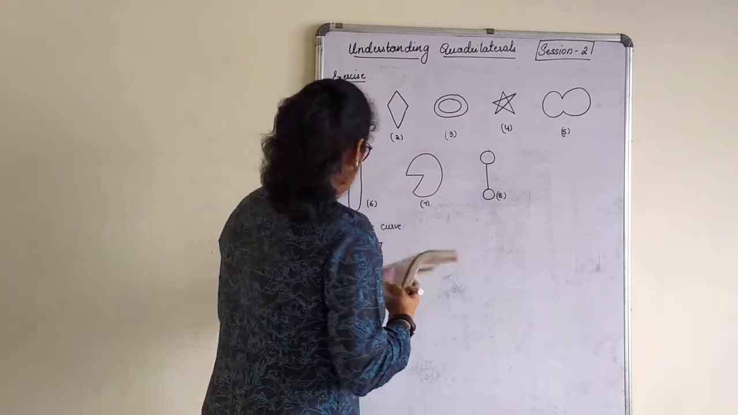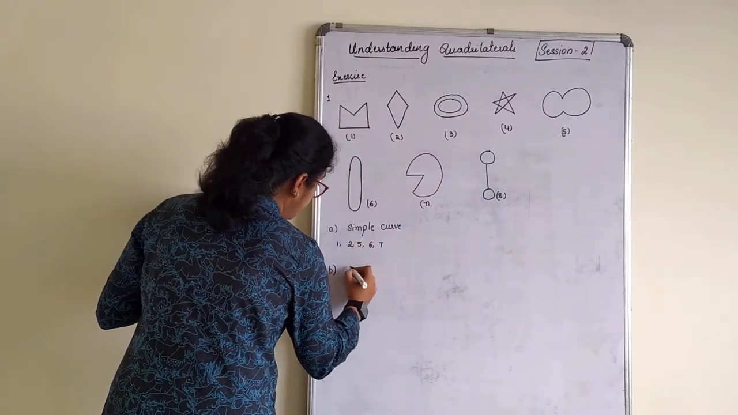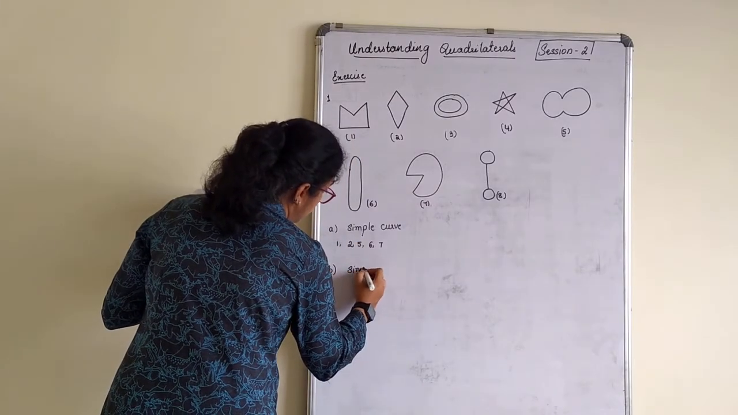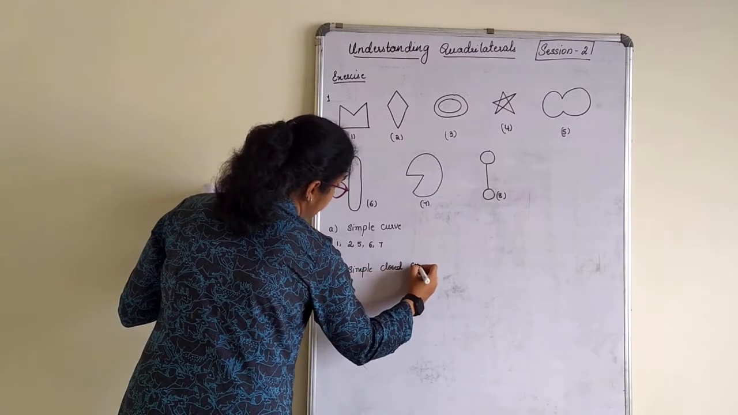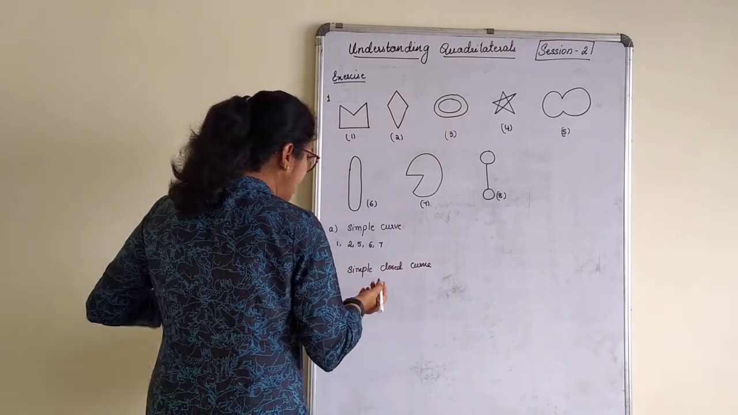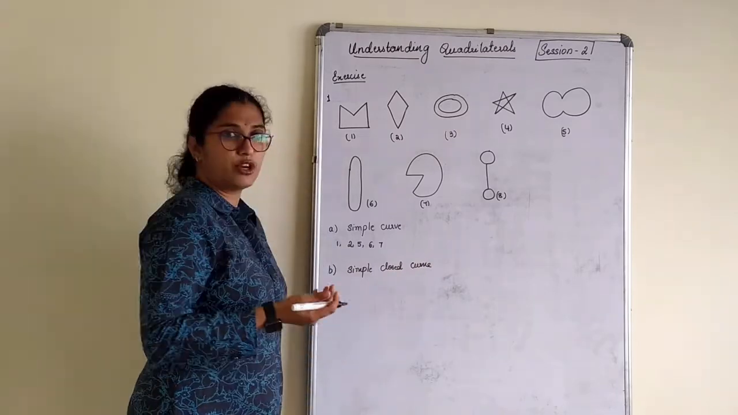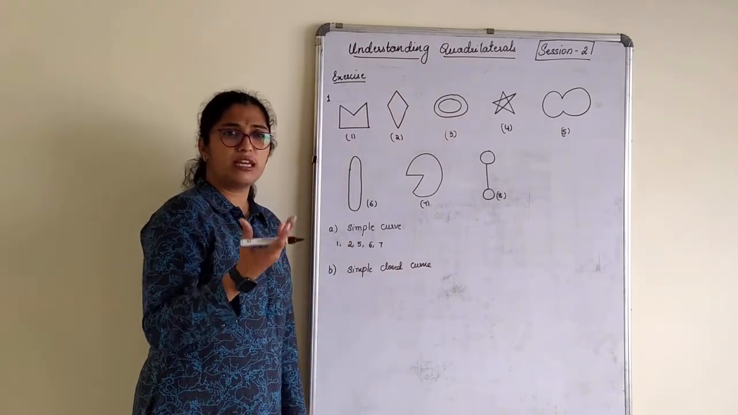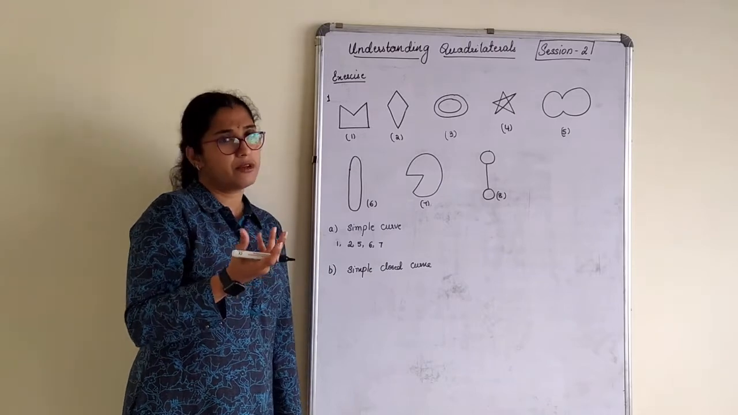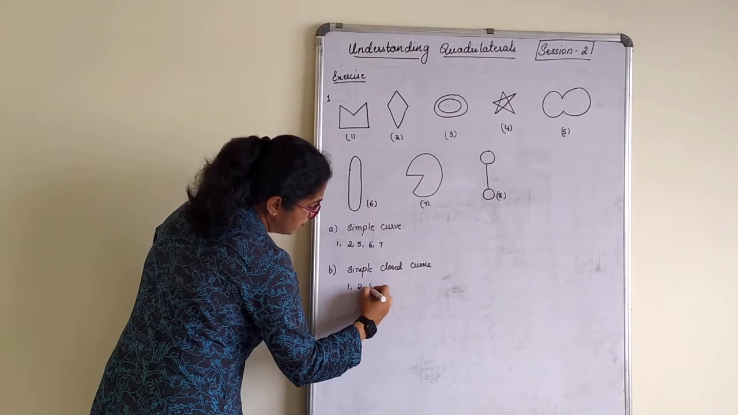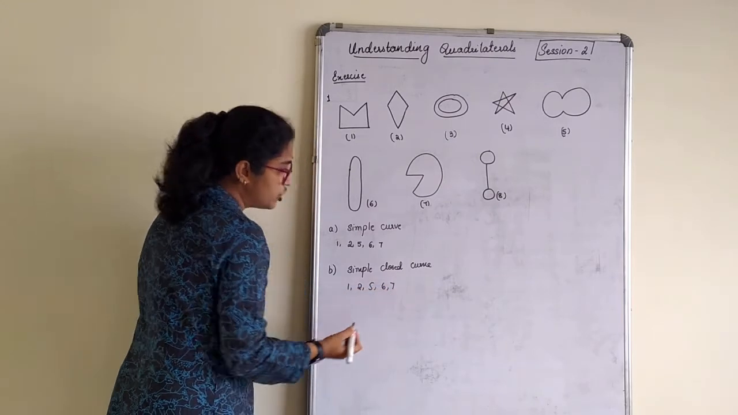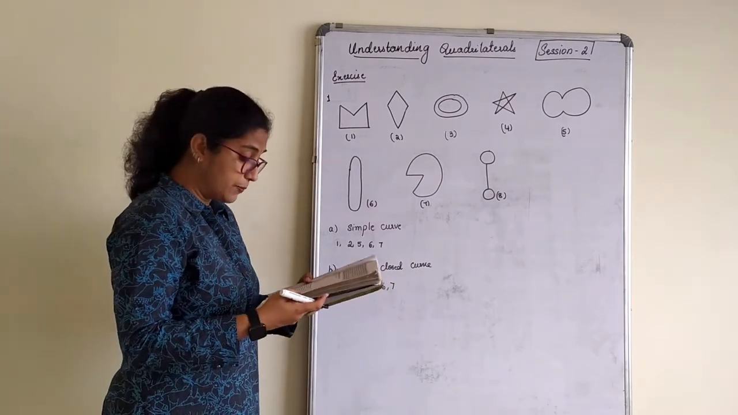Next one, simple closed curve. Again it's a repetition. See, what we learned in the definition of a simple curve, the same thing will repeat for a simple closed curve.